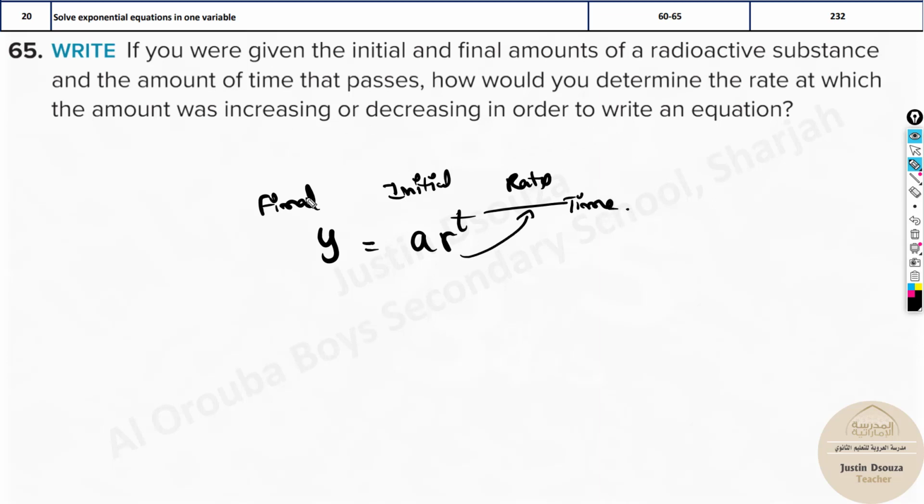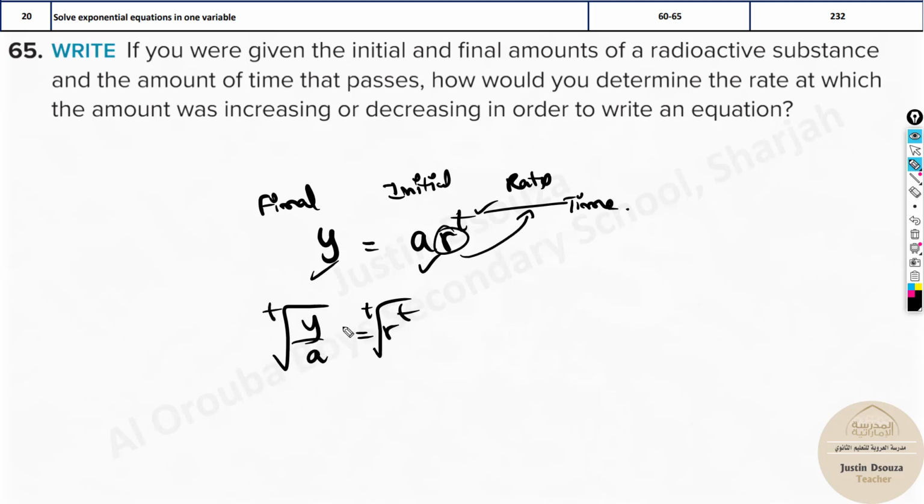Now here, if you have been given the initial amount a and the final amount y of a radioactive substance, and the amount of time t is also given, how would you determine the rate at which the final amount was increasing or decreasing? Time is given, so you need to find r. Only r is unknown, so let's solve for r. First take the a and divide it, because this is an exponential function. It will be y divided by a equals r power t. Now take the root of this number. That's it. That is the answer.